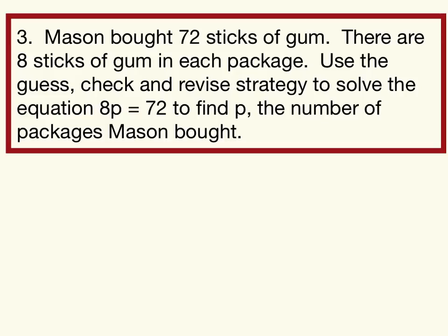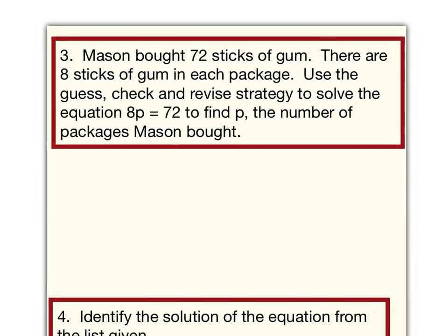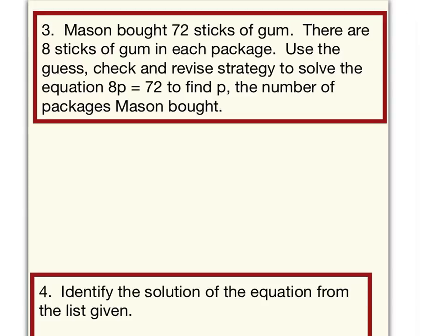Now I want you to work on this one on your own and then come back and check. Mason bought 72 sticks of gum. There are 8 sticks of gum in each package. Use the guess, check, and revise strategy to solve the equation 8p equals 72 to find p, the number of packages that Mason bought. So 8 times something equals 72. I want you to think of a few numbers that you can try and see if you can come up with the solution. Once you're finished, press play and check your solution.